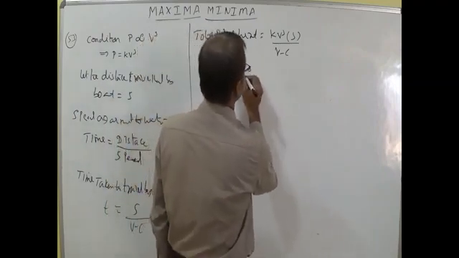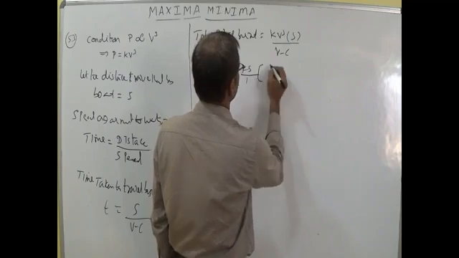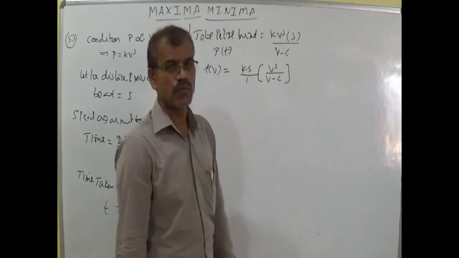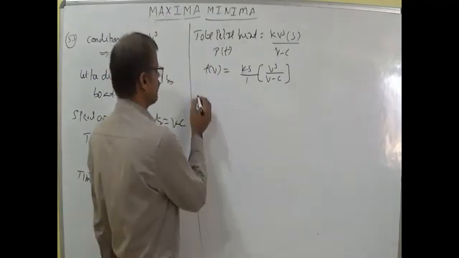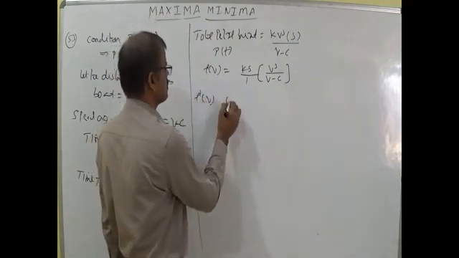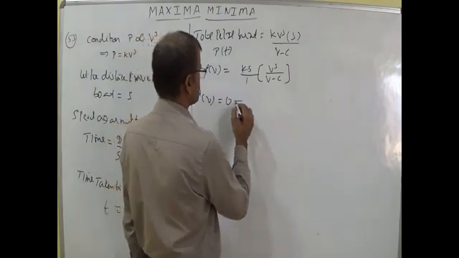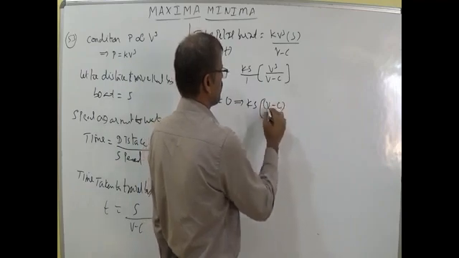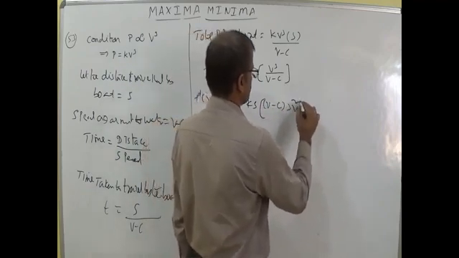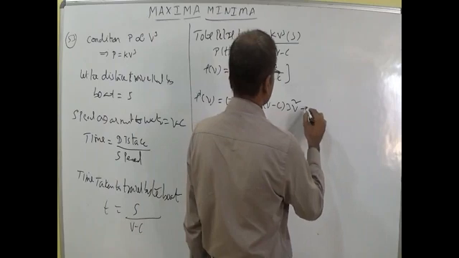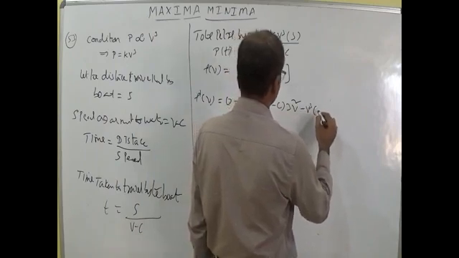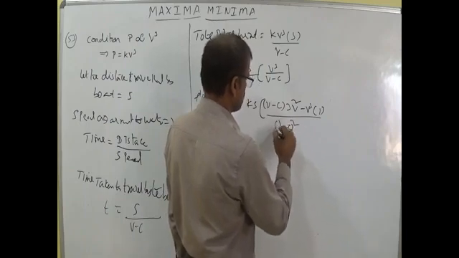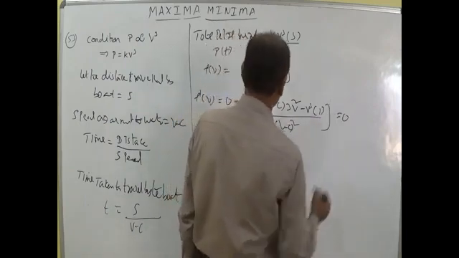Whatever constants are there, simply leave them. I am writing kS by 1 into V cube by V minus C. To find the velocity for which this is minimum or maximum, F dash of V is equal to 0. So kS into, using the formula (vu dash minus uv dash) by v square, V minus C into 3V square minus V cube into 1, by V minus C whole square, equal to 0.